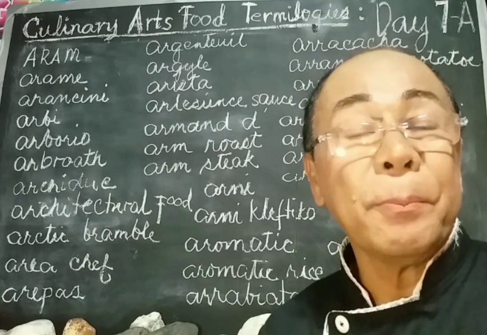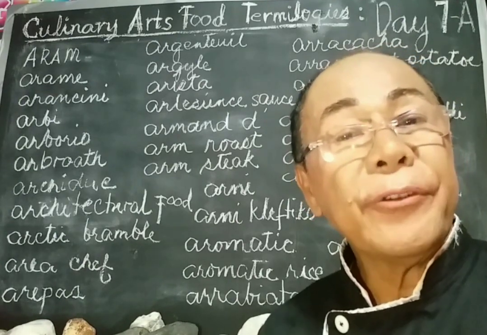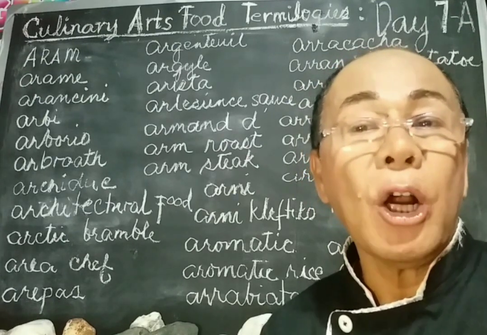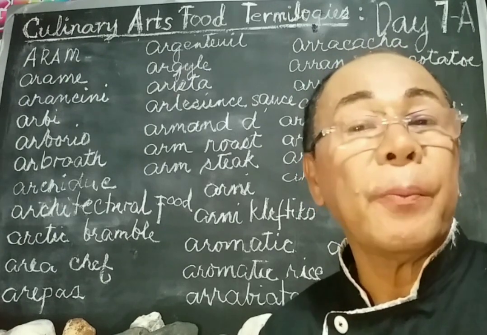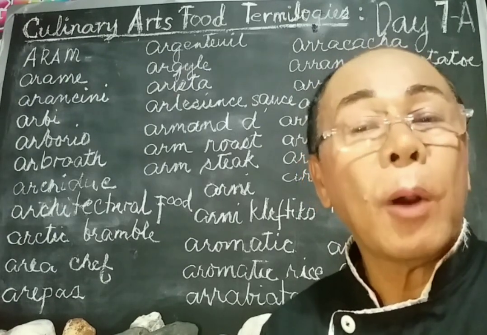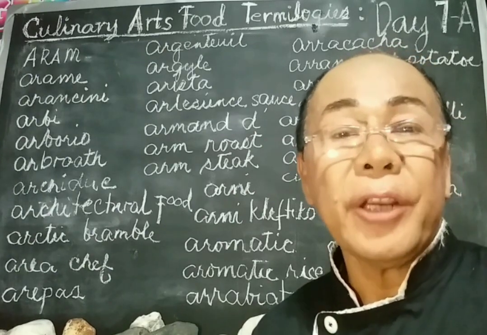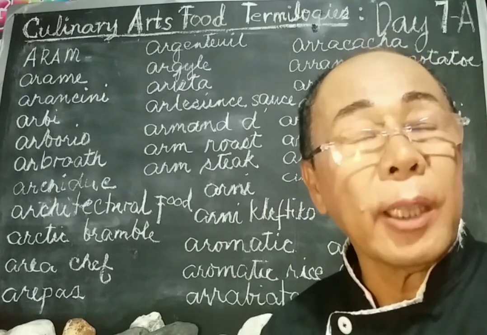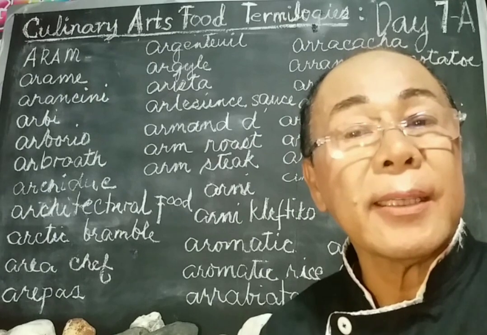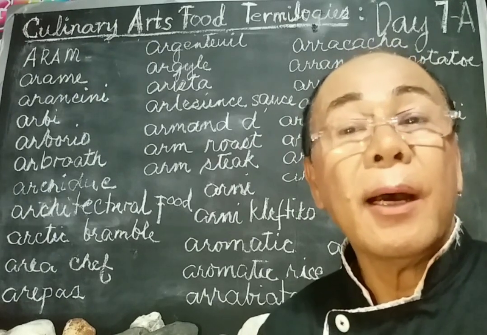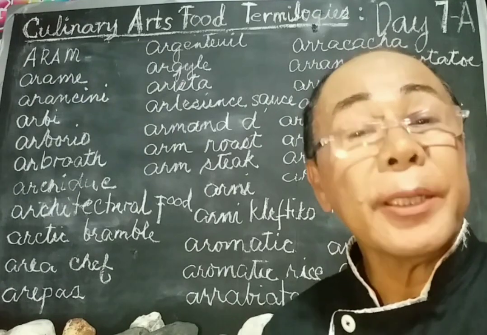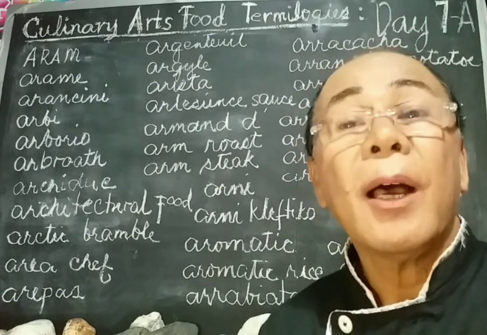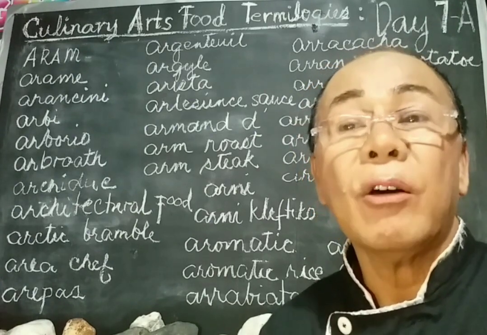Next term we have the Arctic bramble. This word refers to a variety of Japanese wineberry with small fruits that have a red amber color and a flavor reminiscent of pineapple, known as the crimson bramble. Next word, area chef. This is a chef station at a large hotel or large food service operation. He is the person responsible for a particular facility or function, or other venue for a conference or the like.